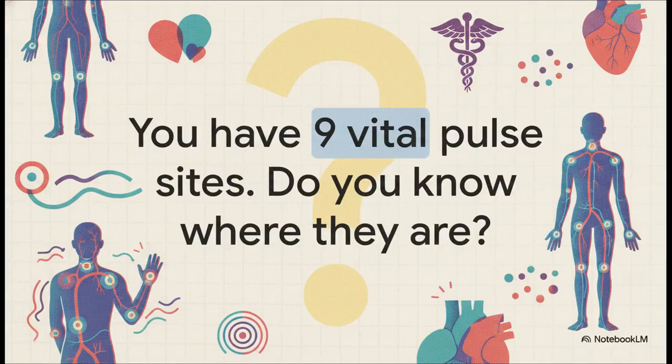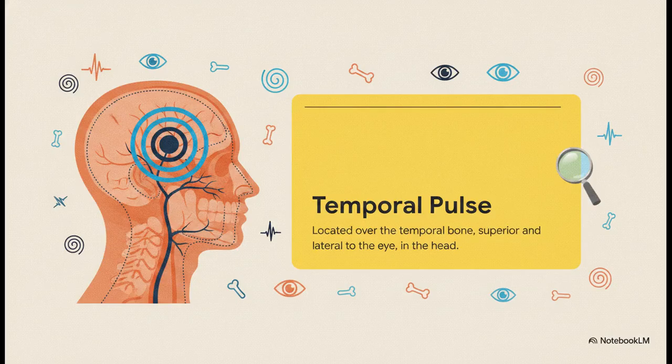So, quick question. You have 9 vital pulse sites on your body, but do you actually know where they all are? We're completely stripping away the long academic preamble today. Instead, we're taking a fast-paced head-to-toe anatomical tour of these 9 specific sites. We'll look exactly at where they're located and exactly how they're used in the real world. Okay, let's dive right into this.